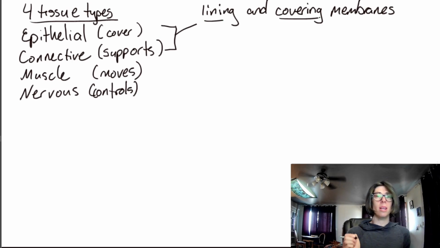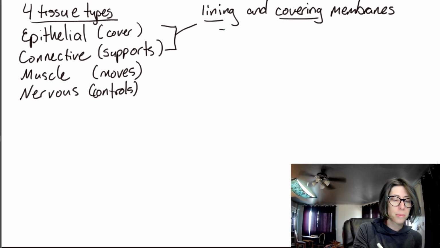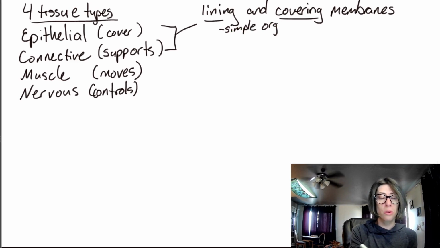Now, any structure in the body that's made up of more than one tissue type working together for the same purpose, we call that an organ. So an organ is a specialized structure in the body made up of more than one tissue type. Here we have two tissue types, epithelial tissue and connective tissue. Because of that, we could call the covering and lining membranes of the body a simple organ, which means that your skin is an organ.